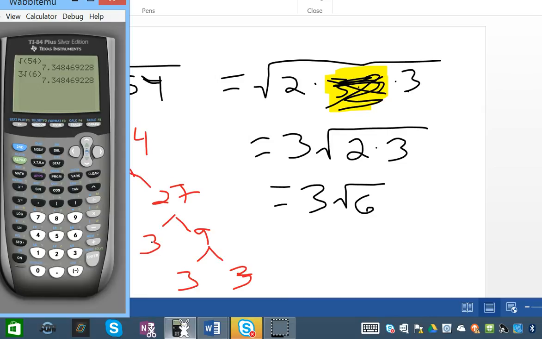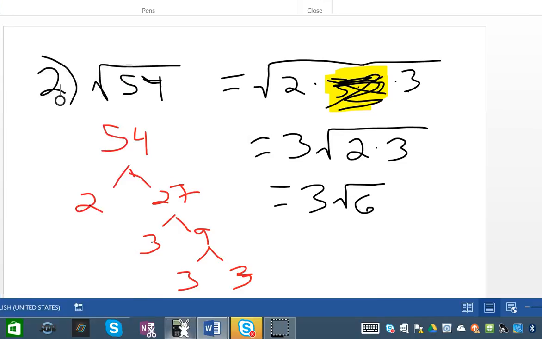If we type both of these things in the calculator, we can see that the square root of 54 is 7.35 approximately. And 3 times the square root of 6 gives us the same thing. So this is the correct exact answer. And from our calculator, we can already see what our approximate answer would be. In our case, it would be about 7.35.